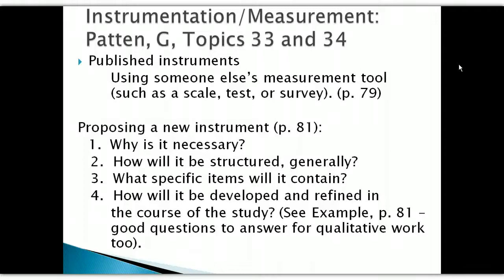propose a brand new instrument, a brand new scale or test or survey. If you're going to do that, then you really need to explain why you think proposing something brand new is right for your research. So you'll be answering the questions: why is it necessary? How will this new measurement tool be structured in general, overall? And then what specific items, such as in a survey or test, give a few specific items that it will contain. And how will you make changes and tweak it if necessary during the course of the study?